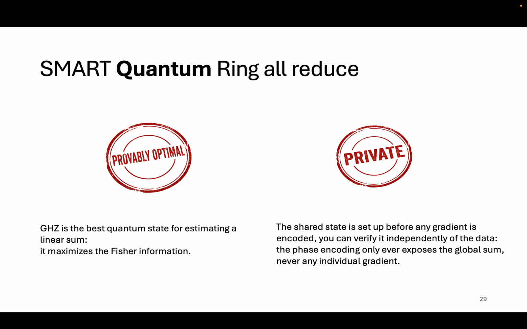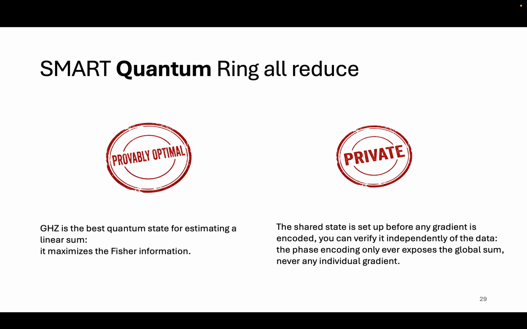So the first one is that GHZ states are the best quantum state for estimating any linear sum because they maximize Fisher information. They are, in a sense, probably optimal. But not only that, they actually come with privacy guarantees. You have to set up the shared state before any gradient is encoded, and you can verify it independently of the data that is forwarded.